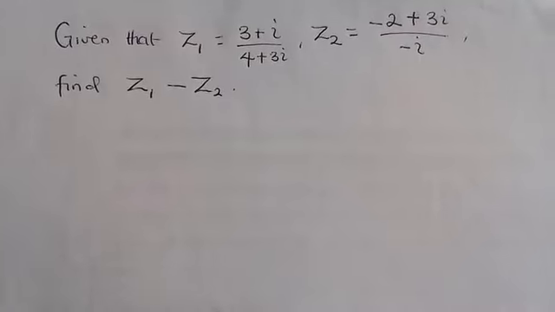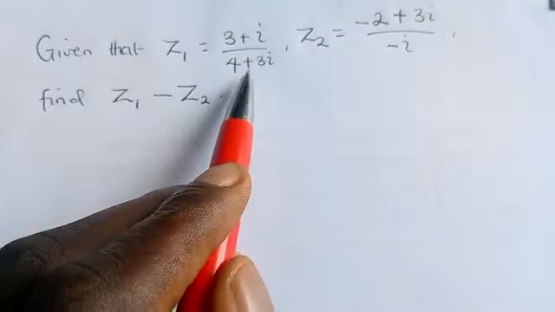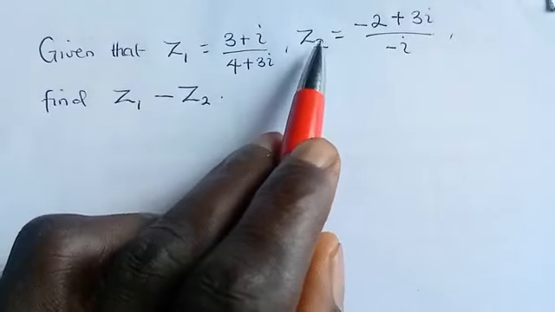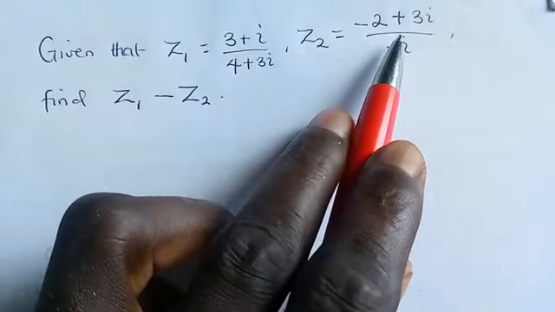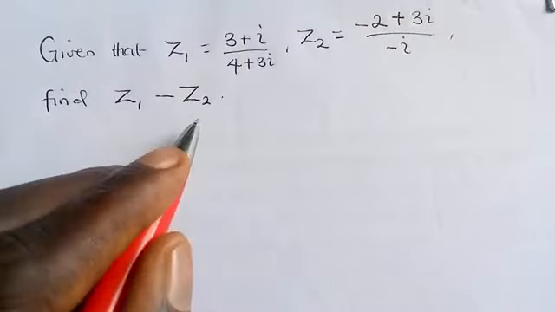Given that z1 is equal to (3 + i) over (4 + 3i), and z2 is equal to (-2 + 3i) over (-i), you have to find z1 - z2.